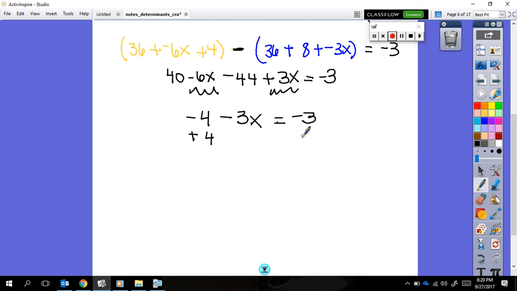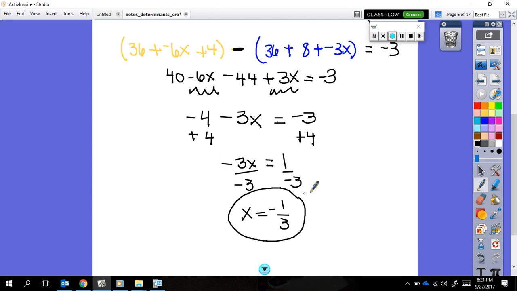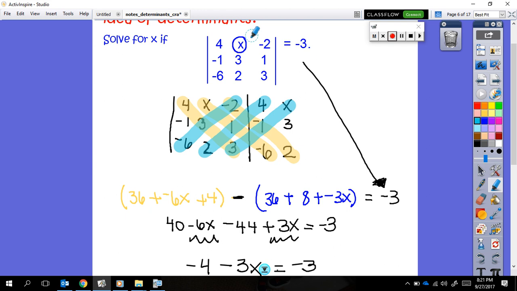Add 4 to both sides. So -3x equals 1. Divide by -3. X equals -1/3. Now, easy way to check. You can go onto your calculator. You can type in this matrix, except instead of the x right there, we're going to put in the -1/3 that we just calculated. Okay? The -1/3 up there in our matrix, and calculate the determinant, and it should give us 3. Okay?